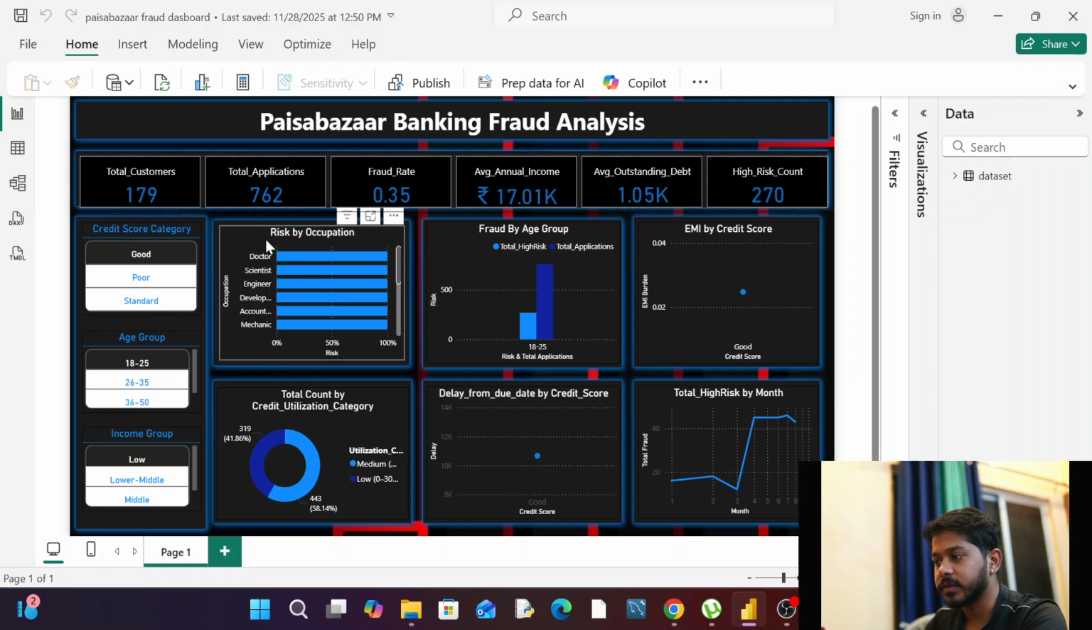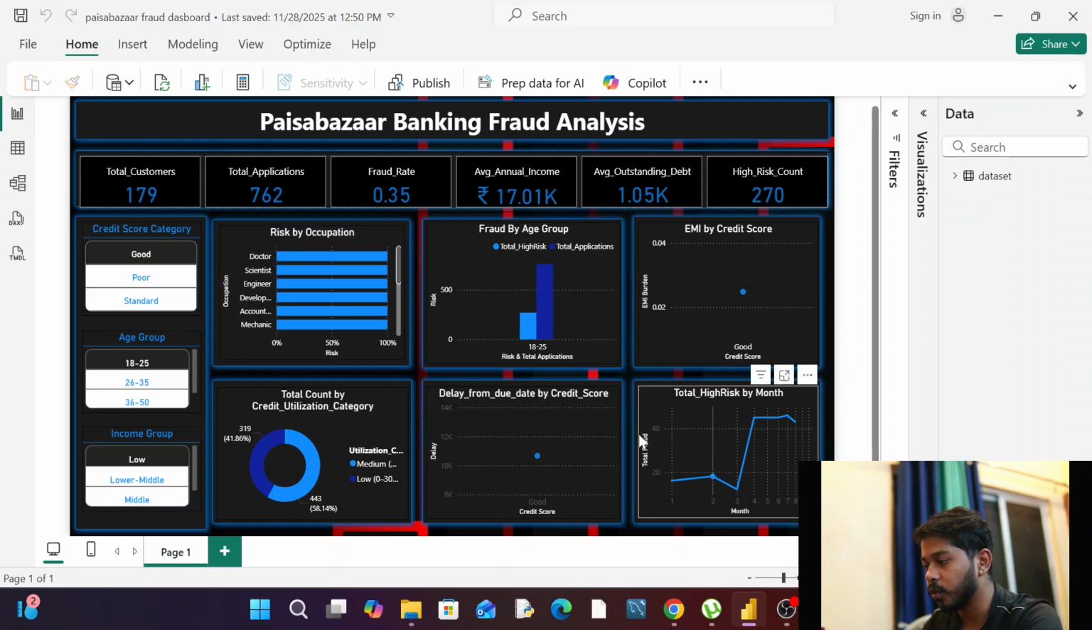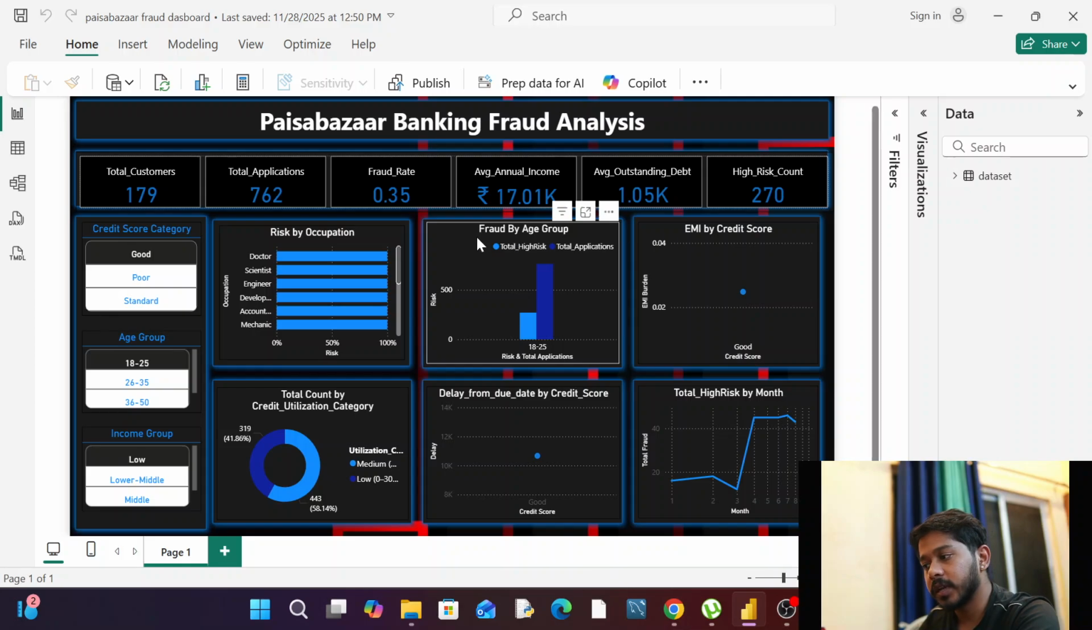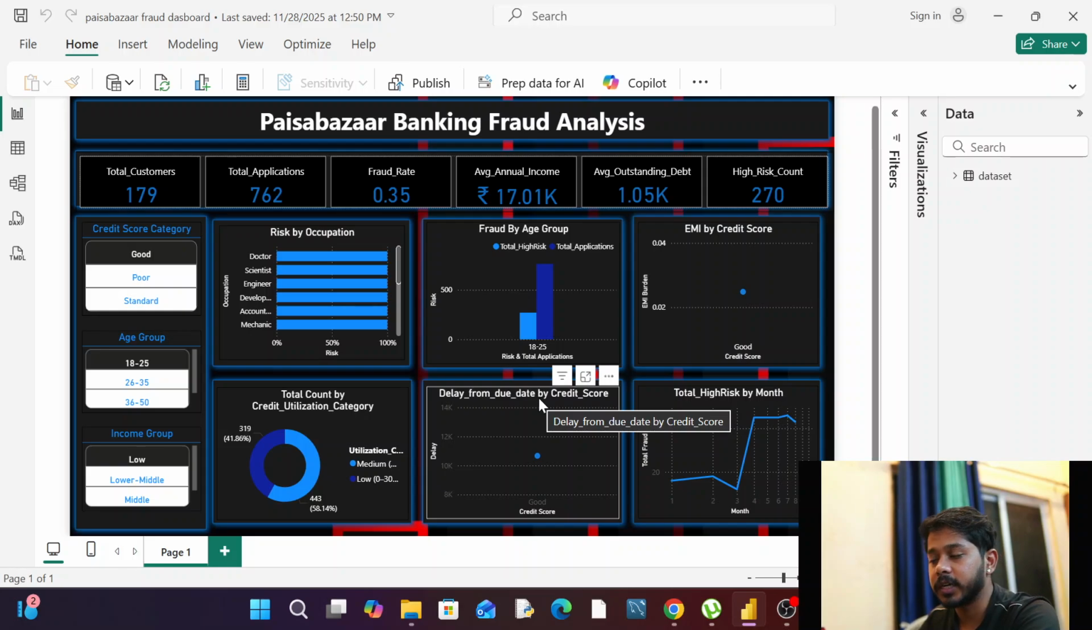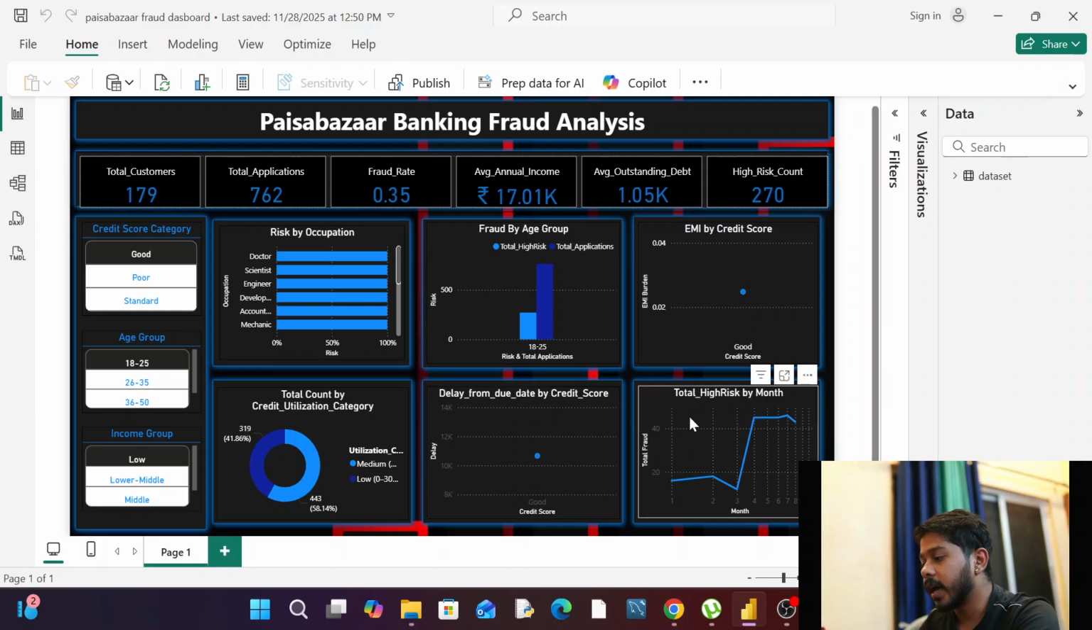After that, these are the charts. As you can see, I have made six charts. First is the risk by occupation chart. Next is the fraud versus age group chart. Third is the EMI versus credit score chart. Fourth is the total count by credit utilization category. Fifth is the delay from due date by credit score. And at last, we have made a chart of total high risk by month: what is the risk level on the basis of month in a year?